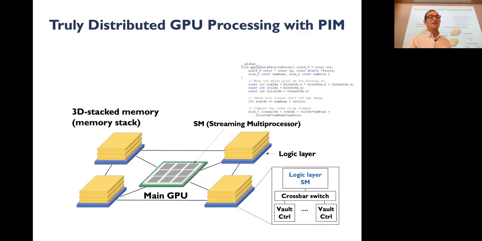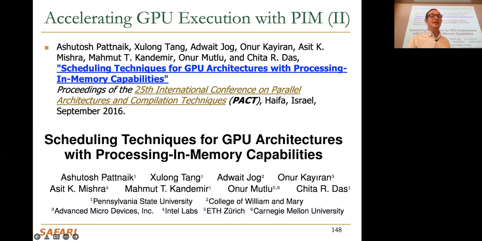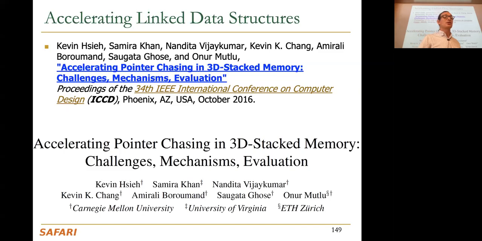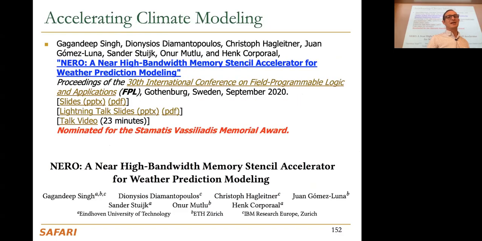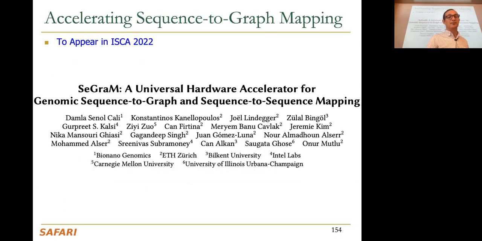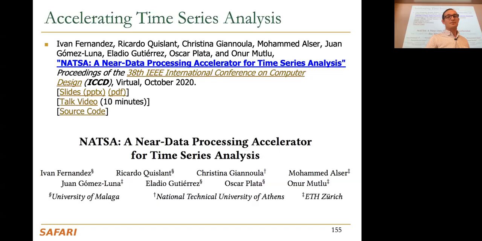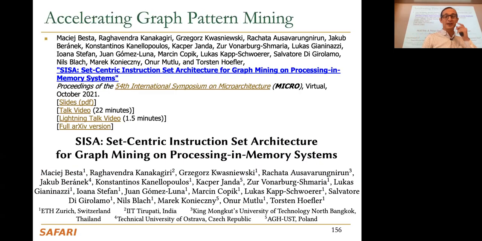GPUs can benefit from this also. You can offload some simple memory-intensive GPU tasks to simple GPUs in the logic layer. You can do it transparently, but you can also offload linked data structure computation, which is very latency bottlenecked, to simple accelerators in near memory, but we don't have time. Now, this is the climate modeling that I mentioned earlier. And this is the time series analysis that I mentioned based on your question earlier.